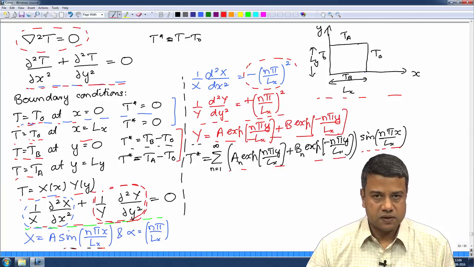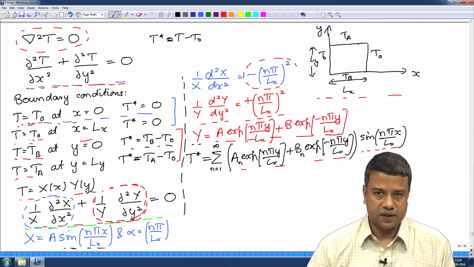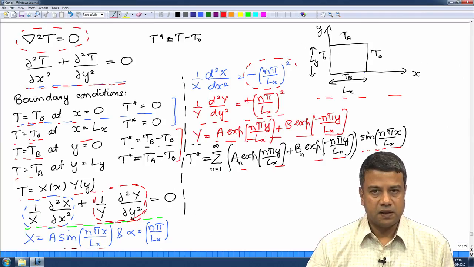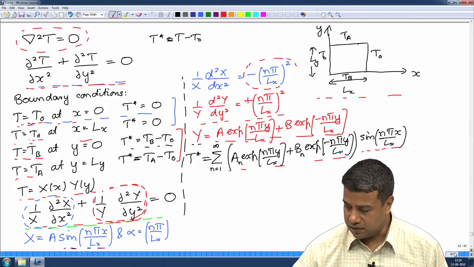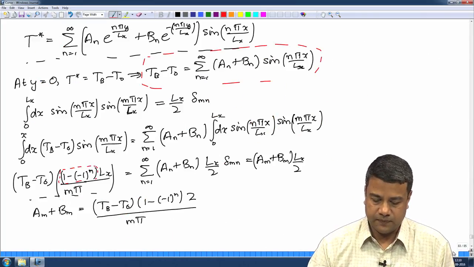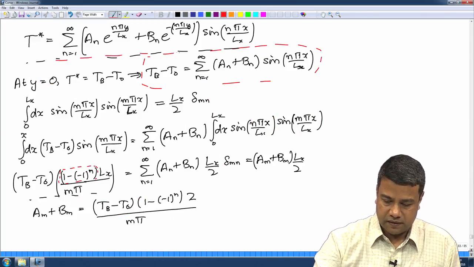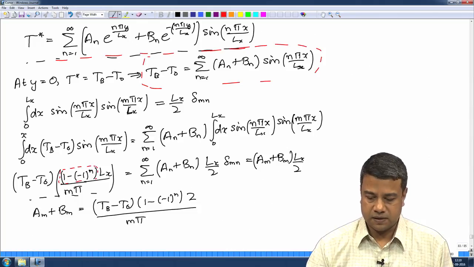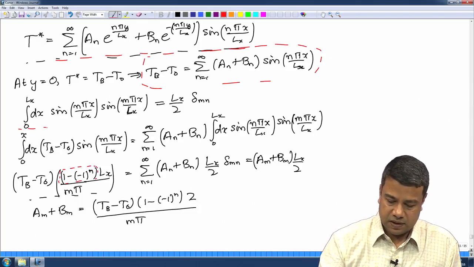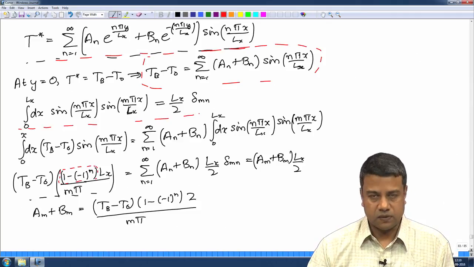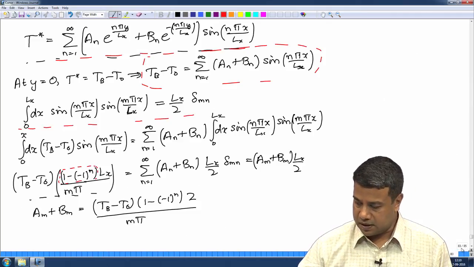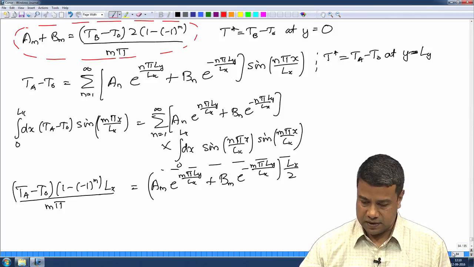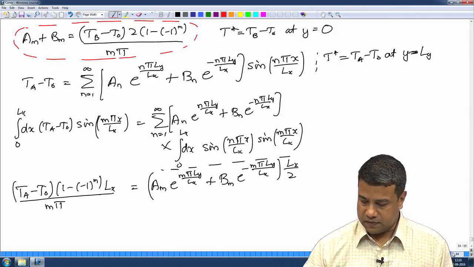So, the most general solution is one where I sum the solutions for each value of n, multiplied by constants. These constants are determined from the orthogonality relations. So, this is the general solution that I have. It is sinusoidal in the x direction because that is the homogeneous direction, and it has exponentials in the y direction. I can use the orthogonality relation in order to find out what those constants are, and I get two equations for the two constants.